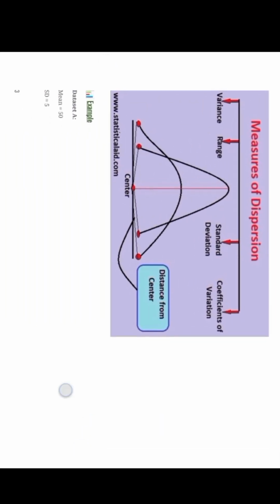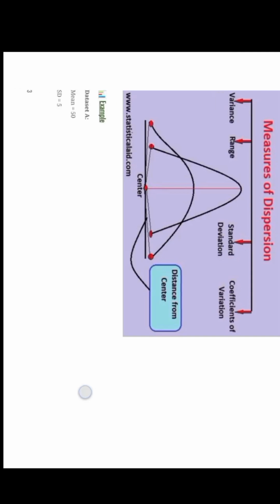Now we can see the picture. In this image, two data sets are compared. Data set A has mean equal to 50 and standard deviation equal to 5, and our CV is equal to 10%. And data set B has mean equal to 50, standard deviation equal to 10 and CV equal to 20%. Now we can see the comparison. Dataset A is more consistent with low CV, and dataset B is less consistent with high CV.